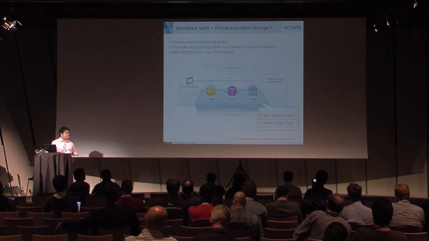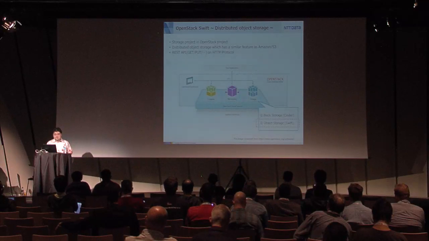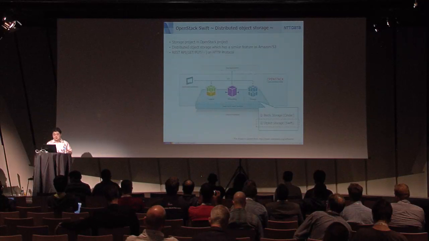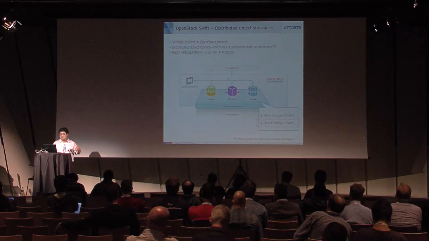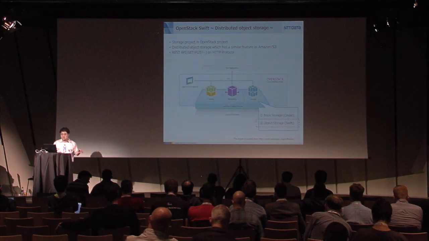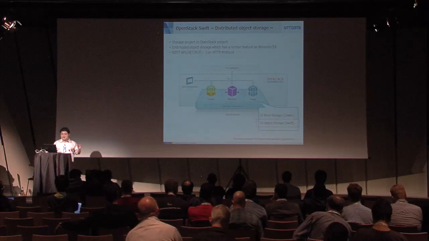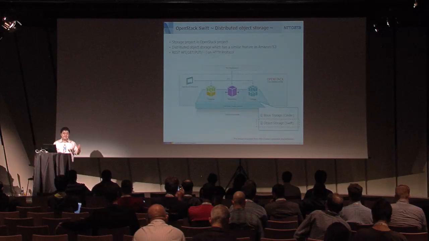OpenStack Swift is a part of the OpenStack project, and it's a storage project. Swift realizes distributed object storage like Amazon S3. Object storage is a new style of storage with a different interface from conventional storage like block storage or file systems. Swift provides a RESTful API, and clients can upload data into storage as a PUT request and download data from storage as a GET request. This REST API works on the HTTP protocol, so Swift is often used as archiving storage for web contents like photos and videos, or storage for backup data or archive data.